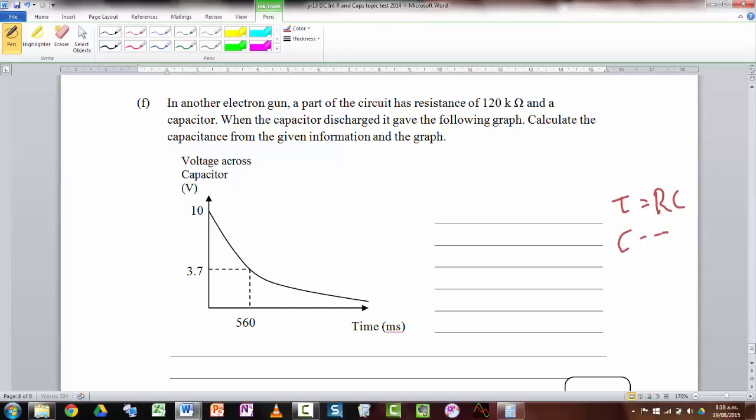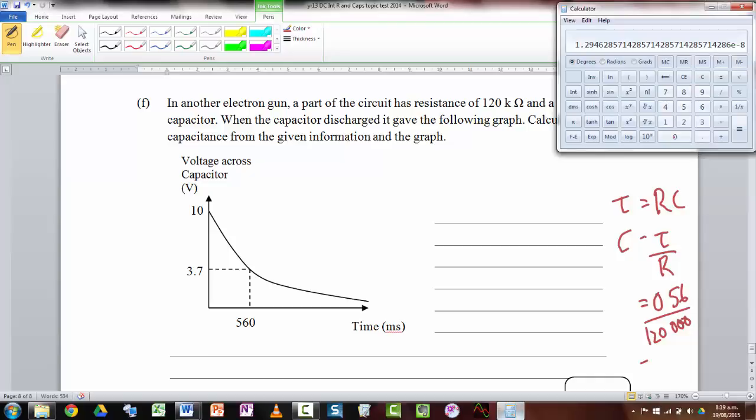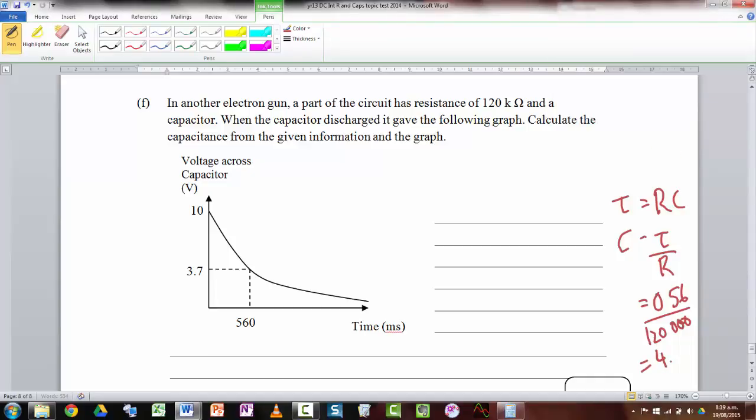So C is equal to tau over R, which is equal to, we've got 560 milliseconds. So that's 0.56 over, and we've got 120 kilo ohms, 120,000, is equal to, and we can work that out, 0.56 divided by 120,000 is equal to 4.7 microfarads, because it was 4.7 times 10 to the negative 6. Either answer is fine. Okay, so that's the end of the test.